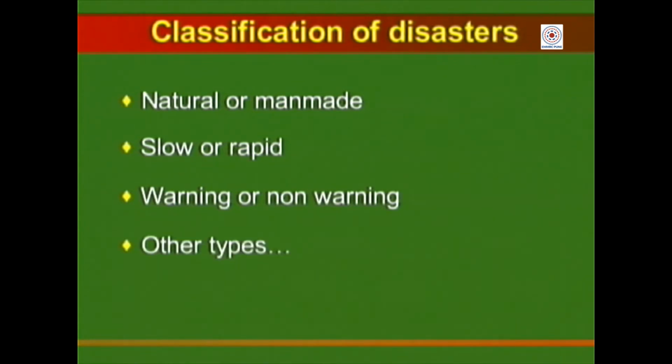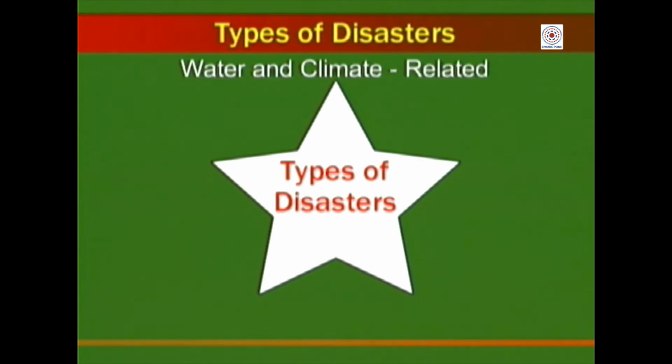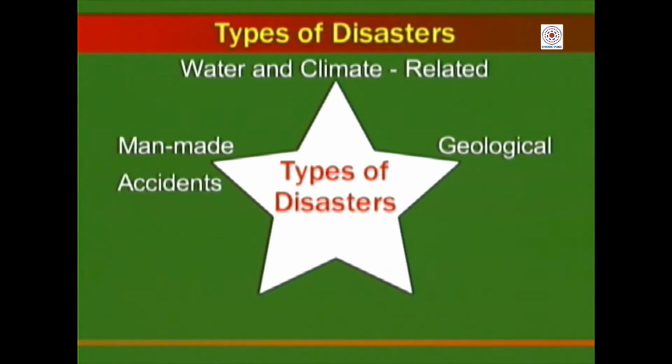But we can also classify disasters in broader terms, in a standard way. The High Power Committee constituted by the Government of India proposed and developed a standard classification of disasters, where broadly 5 major categories exist. One is water and climate related disasters, second is geological disasters, third is man-made accidents, fourth is chemical, industrial and nuclear disasters, and the fifth one is biological disasters.